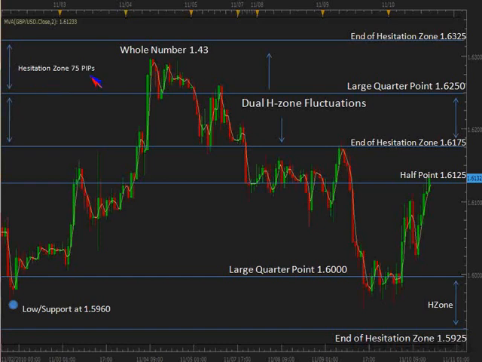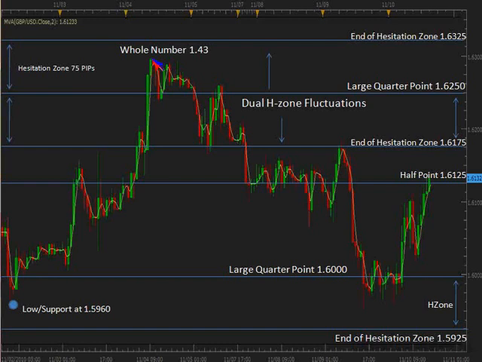Prices enter the hesitation zone 75 pips above the large quarter point at $1.6250. The end of the hesitation zone in this case would be $1.6325. But just as the euro-dollar pair, they do not reach the end of the hesitation zone. They stop short of that whole number at $1.63, which in itself is an important level within the hesitation zone that could attract a lot of traders, but could also cause a resistance to be encountered there.